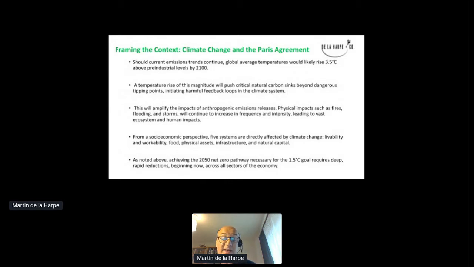As noted above, achieving a 2050 net zero pathway necessary for the 1.5C goal requires deep and rapid reductions beginning now across all sectors of the economy. And it's within this context and within this framework we look as growers and horticultural producers at how we can play our part.